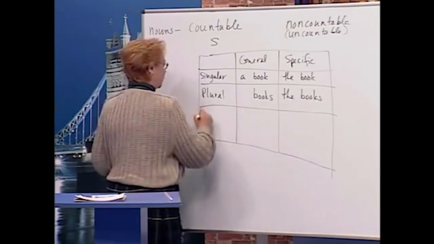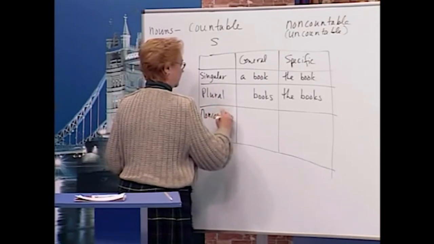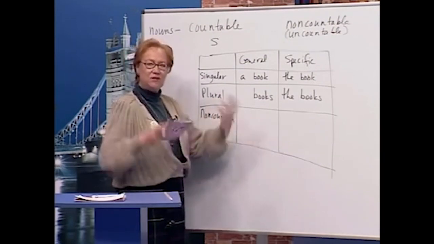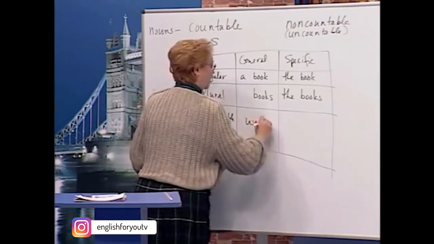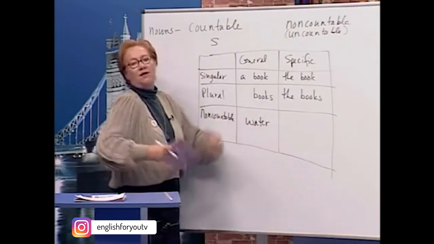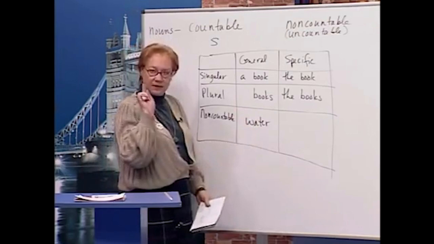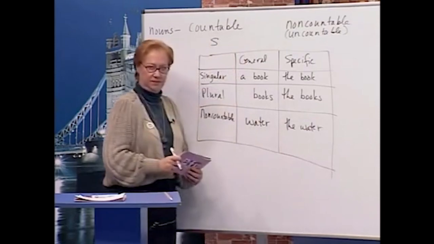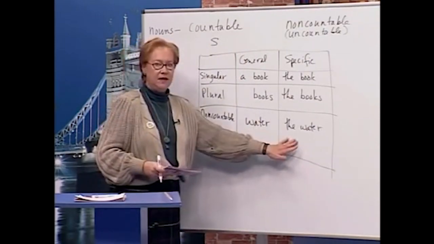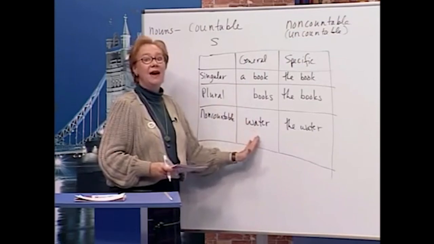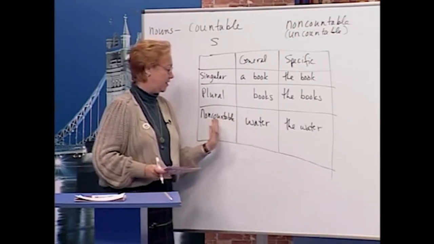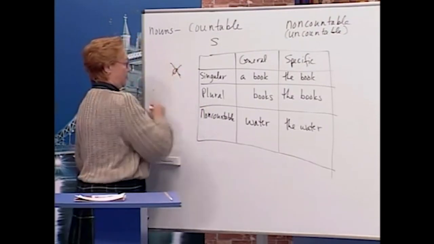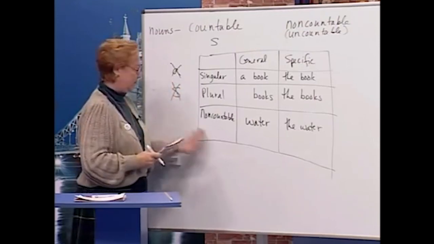Now here, we can put non-countable. If you want to say something general, you just say, for example, water. Water. Now, if you're specific, the water. The water. General, specific. No a. Never a. Never s. For non-countable nouns.